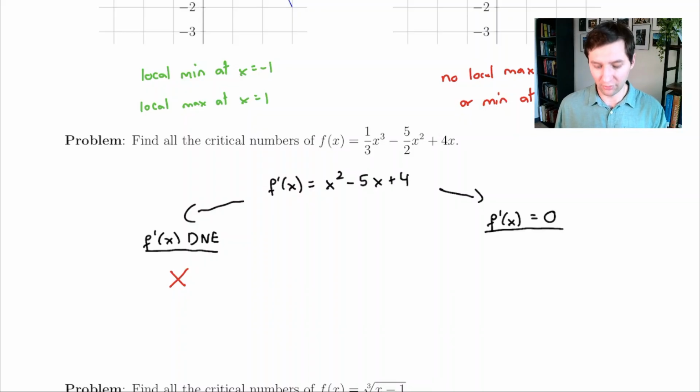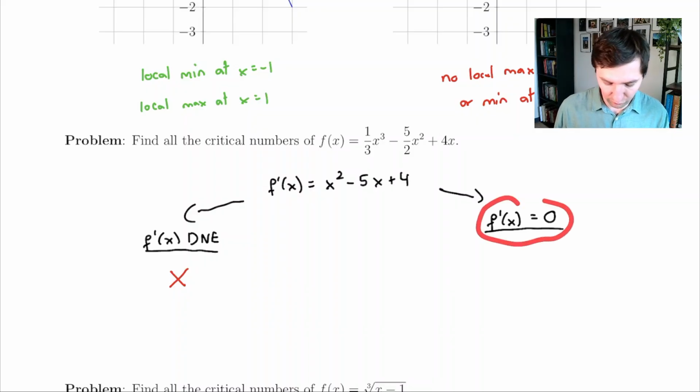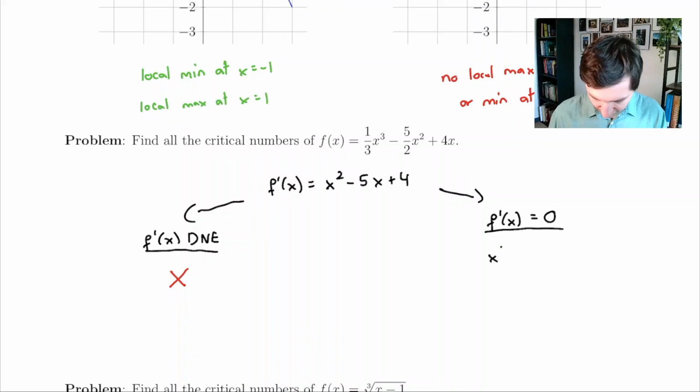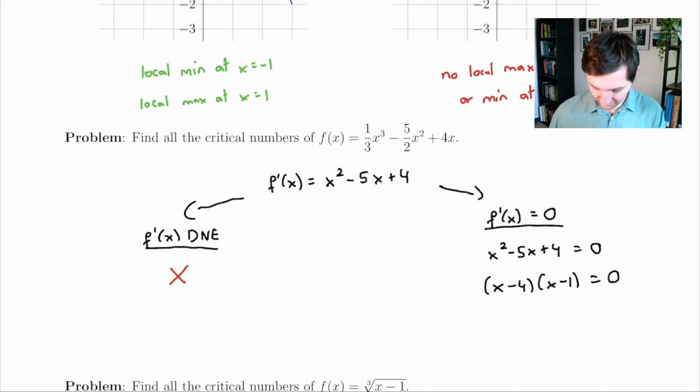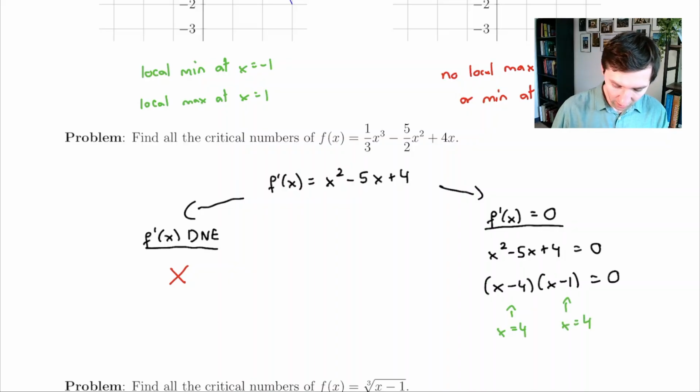Can I find any critical numbers when I set the derivative equal to 0? I get x squared minus 5x plus 4 equals 0. Let me factor this to solve, and I get (x minus 4) multiplied by (x minus 1) gives me 0. This tells me that there are two places where this derivative is 0. It is x equal to 4, and it is x equal to 1. These are critical numbers.